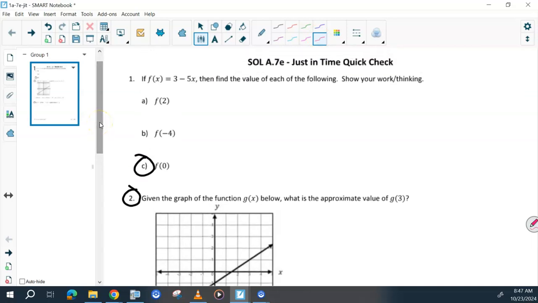So for number 1, part C, these are all x values. We're putting these in for x. So this would be 3 minus 5 times 0. And then we would figure out what each of that equals. So 3 minus 0. So f of 0 equals 3. Or f of x equals 3. Questions on that one?